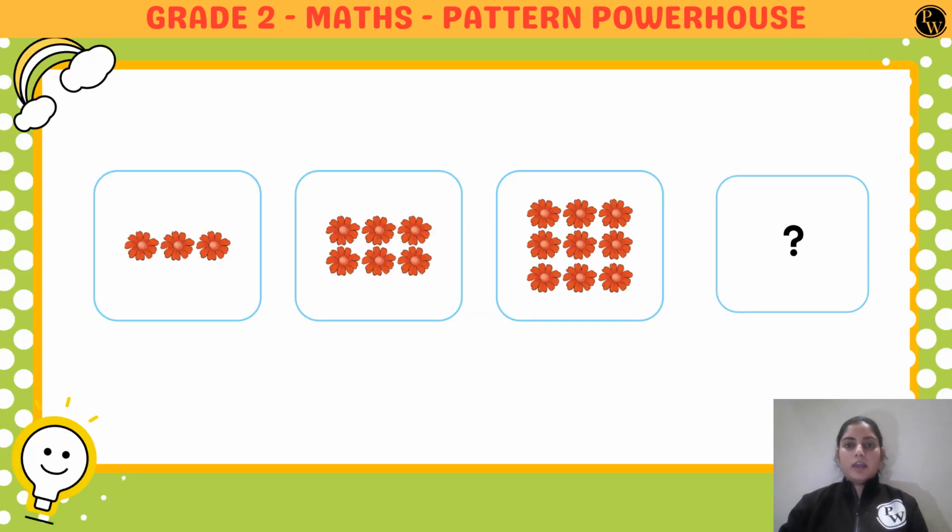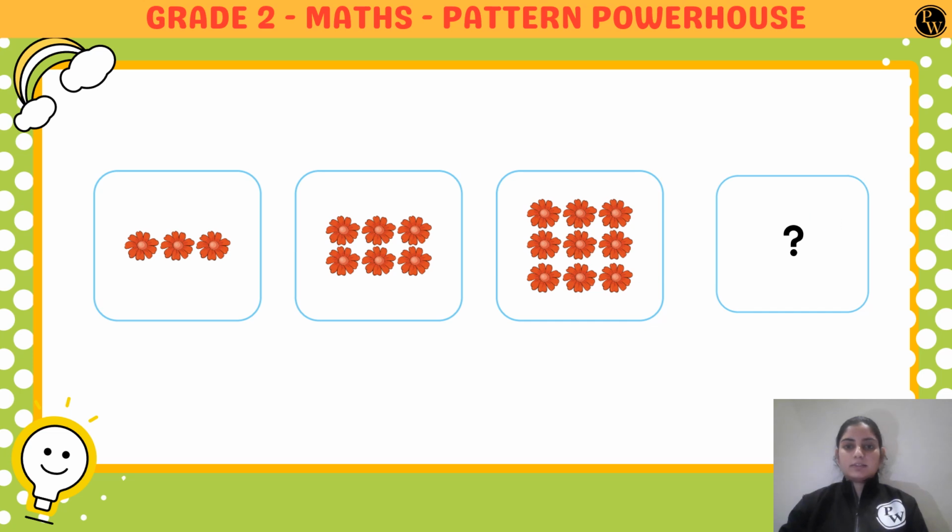Now let's understand this with an example. Here we have a first box with 3 flowers. Now in the second box we have 6 flowers, and then in the third box we have 9 flowers, right? So in the fourth box, how many flowers will there be?